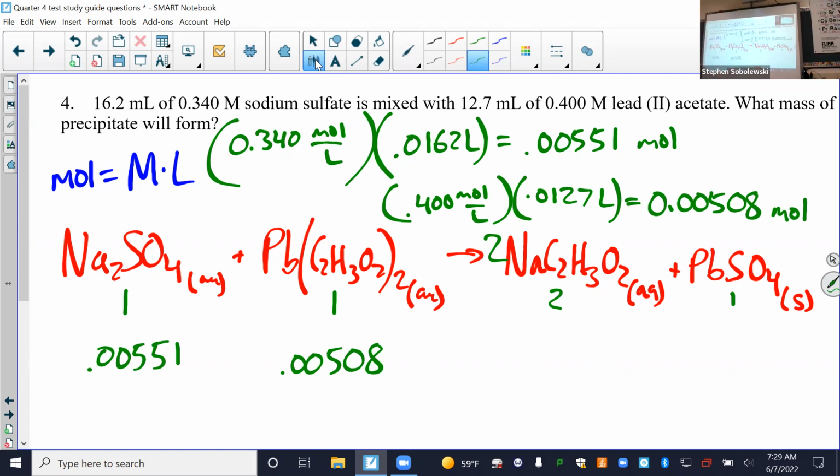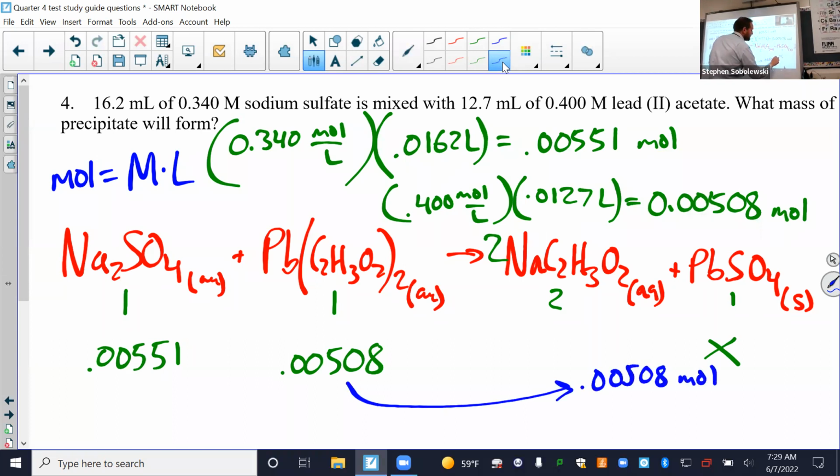So fortunately, it's nice and easy to identify the LR. Make sure you do that. You can't just pick your favorite one of these, and you can't just do one of them. You have to work both of them out into moles, and you go with the limiting reactant to solve for your X. So because it's 1 to 1, it's simply going to be the smaller one. So the answer is that many moles, 0.00508 moles. And now we need grams, right?